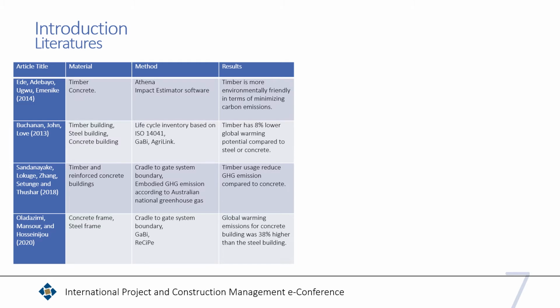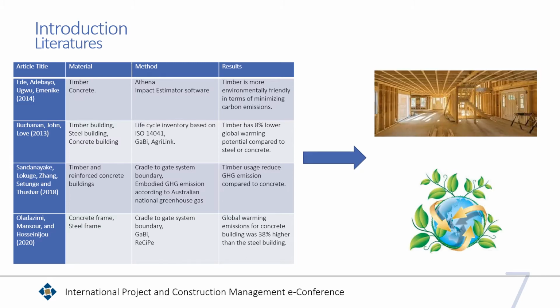Here you can see a brief list of some studies and papers. For example, one of them compares timber and concrete, and the other one compares concrete and steel. Finally, all of them agree that wood is the best choice as a material for buildings and constructions according to environmental impacts.